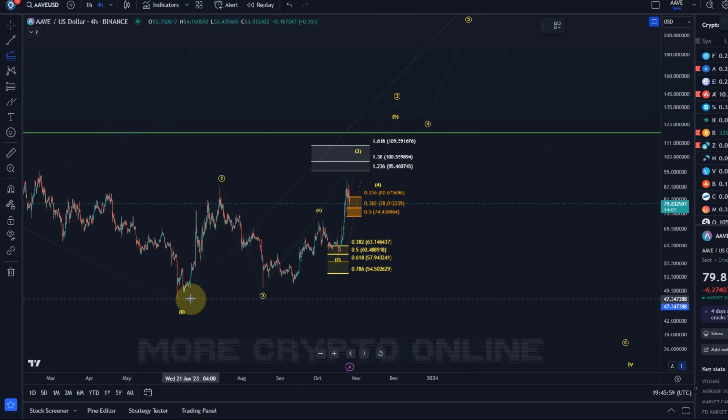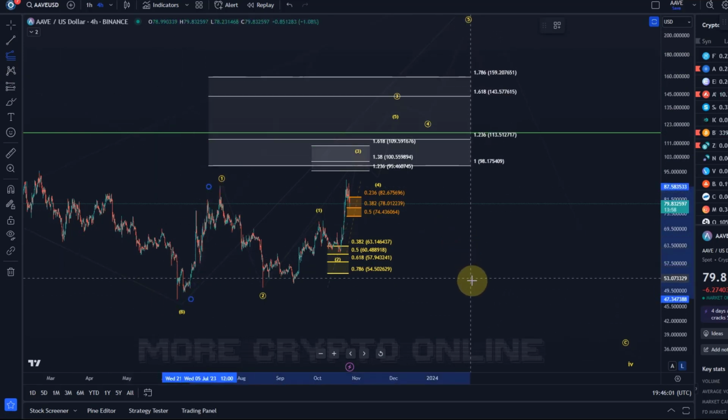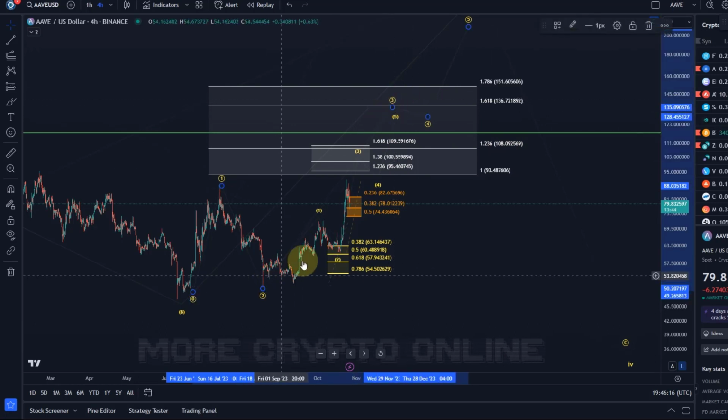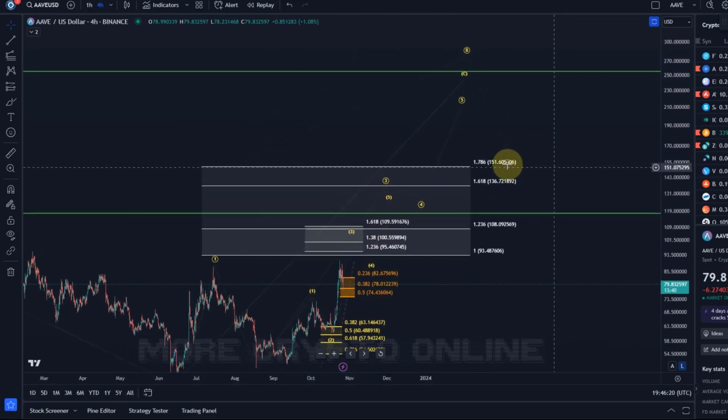This is the bullish scenario, bullish interpretation, in which circle wave 3 should ideally get into the region between $108 and $136. This is circle wave 3. We're currently in the subdivisions, maybe halfway through. Then we should get a wave 4 and a wave 5.